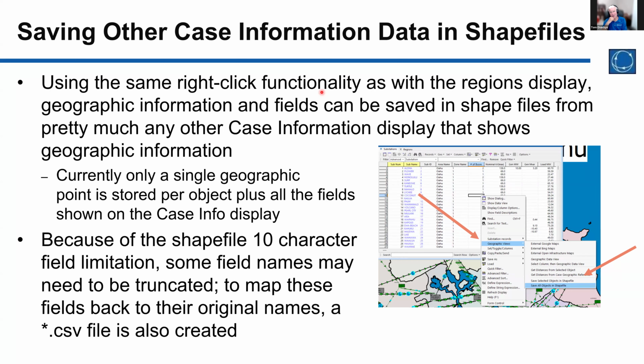And as we were doing this, we realized that we can do this with every other case information display as well, as long as you've got geographic coordinates. So now on pretty much every case info display in PowerWorld, if you right click and look at geographic views, there's an option to save selected objects in a shapefile or save all objects in a shapefile. That will save the field data from your case info display into the shapefile format, with the caveat that the field names are truncated to 10 characters.